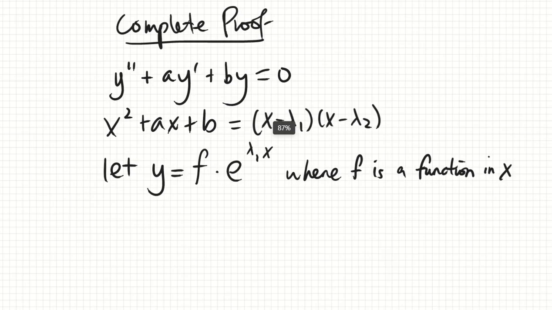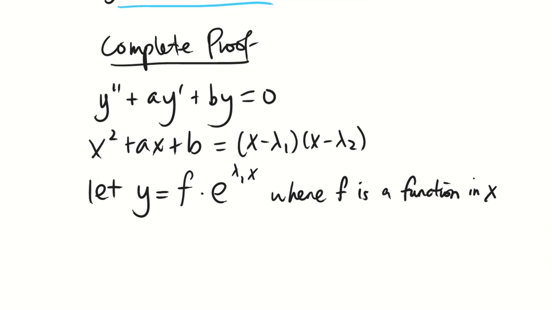So this is valid, right? Because we can just say, oh, this is equivalent to saying f is y times e to the minus lambda 1x. So it's a perfectly valid substitution, and I claim that this substitution will simplify this equation by a lot, right? So let's say y prime, let's find y prime first.